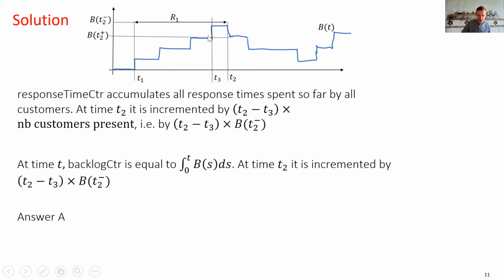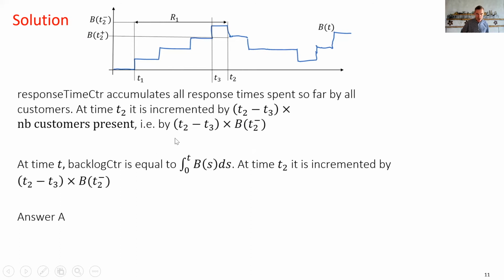How many customers have had it? Well, it is the number that is given here. This is the number just before the departure at t2, just before time t2, or just after time t3. So this is how much the increment will give. Here in this example, there are four customers. B(t2-) is 4. So each of those customers has spent that amount of time. The counter should be incremented by this.